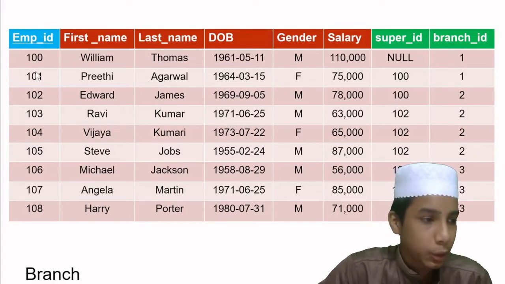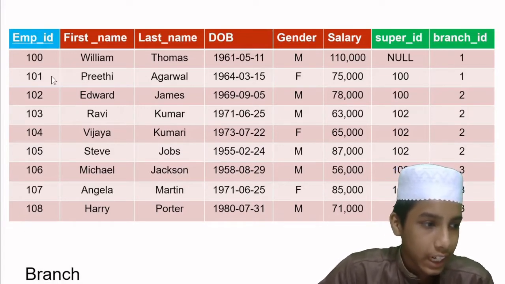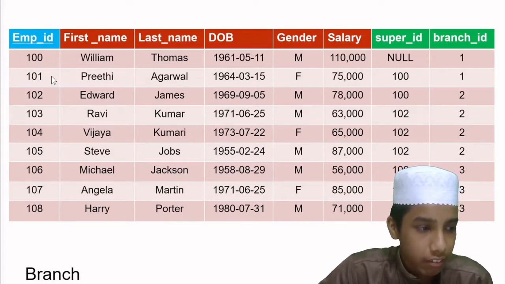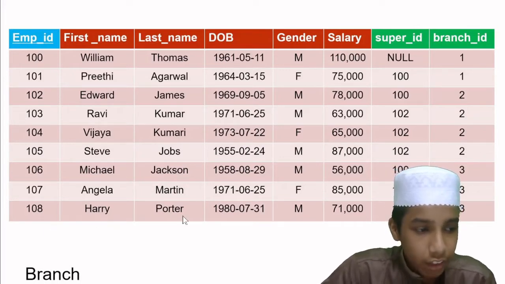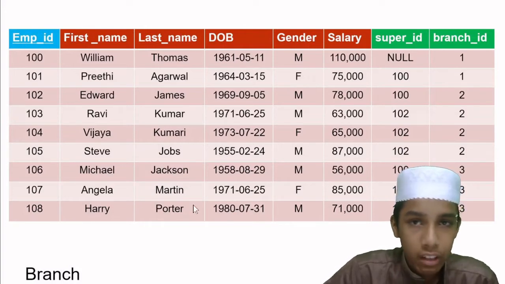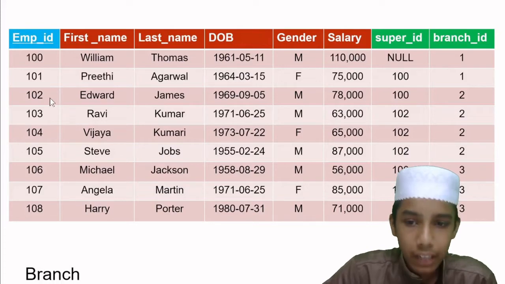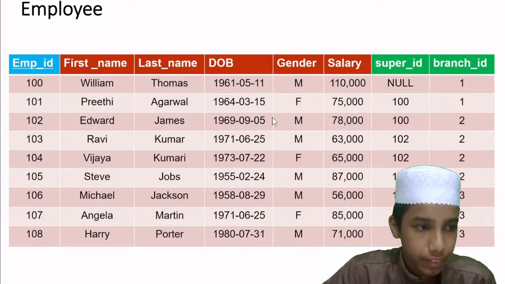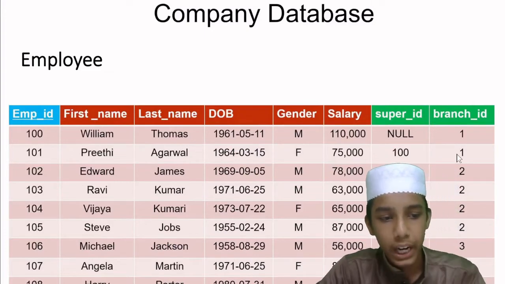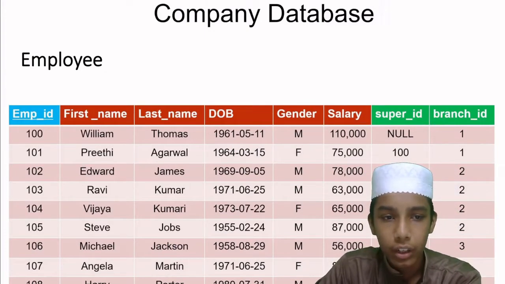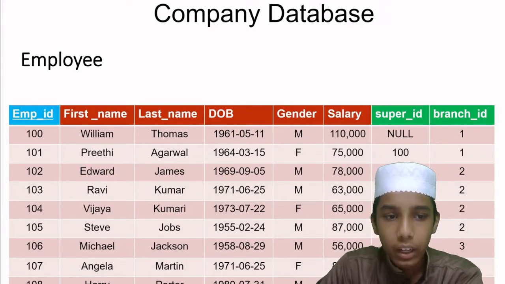So primary keys are unique, like we have these primary keys 100, 101, 102, 103, 104, 105, 106 till 108. We have all of the numbers. But instead of Harry Potter, if we give here William Thomas, right? Then we will be having a problem. So that's why primary keys come in handy. Okay, so all of these are attributes. After that we have super ID and the branch ID, which are foreign keys. Okay, I'm going to explain about foreign key.